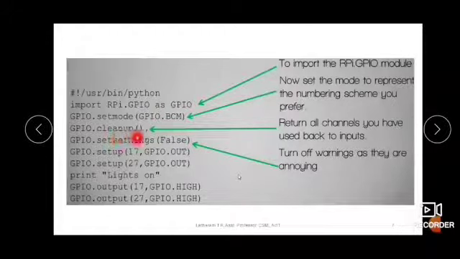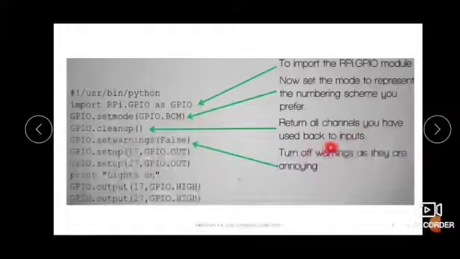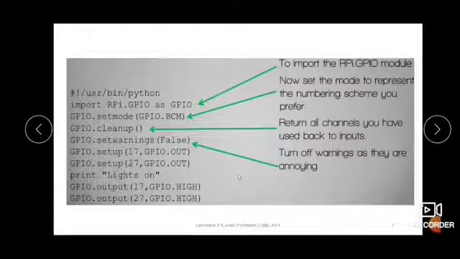Then GPIO.cleanup. This GPIO.cleanup means it will return all channels you have used back to inputs. So whatever inputs you have given earlier, all those things will be cleared. Then GPIO.setwarnings to false. Why we need to set the warnings to false is, otherwise it may keep giving warnings again and again, which will be annoying. So in order to avoid that, we set the warnings to false.